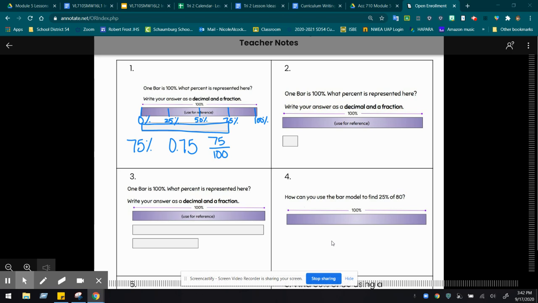Let's move on to number 2. One bar is 100%. What percent is written here? So I'm noticing that our gray bar is much smaller this time. I'm going to use the 50% mark to give me a better idea. Still, it's much smaller than that. So I decided I'm going to break up that 50% into 5 equal pieces, which would be 10% each.